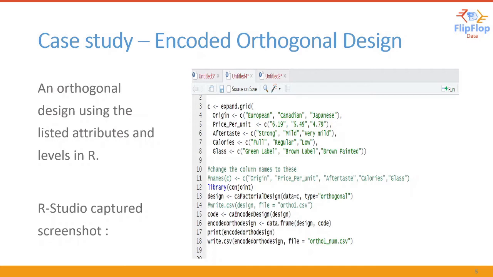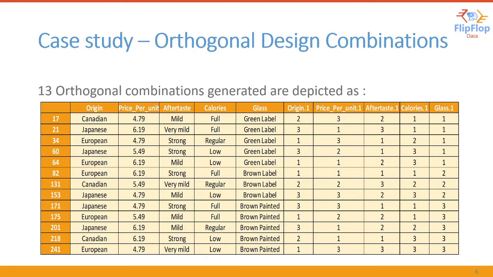So these are the 13 orthogonal combinations generated from the earlier depicted code. If you use the full factorial design, the total combinations are 243, as I told you. From that, these 13 uncorrelated combinations are generated. You can see 17, 20, 21, 34, going till 241. So these are the 13 orthogonal combinations generated from the same full factorial list of 243 combinations.